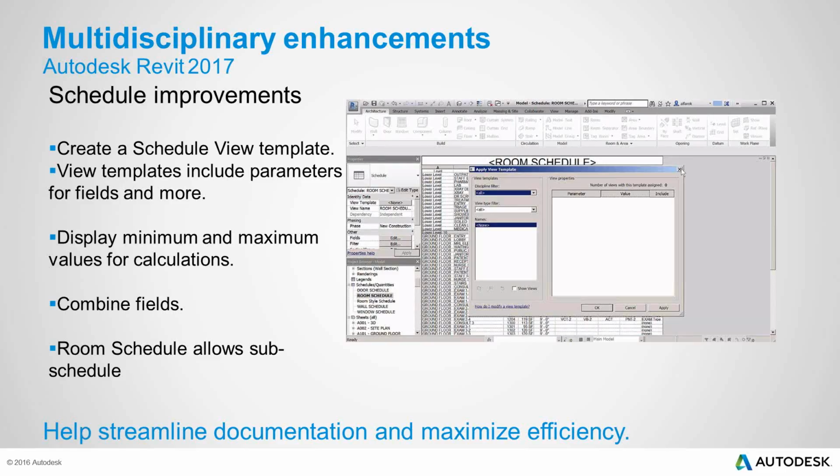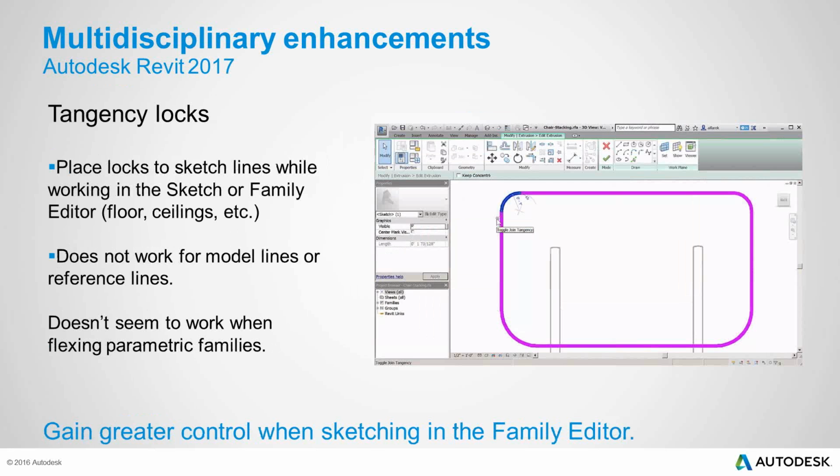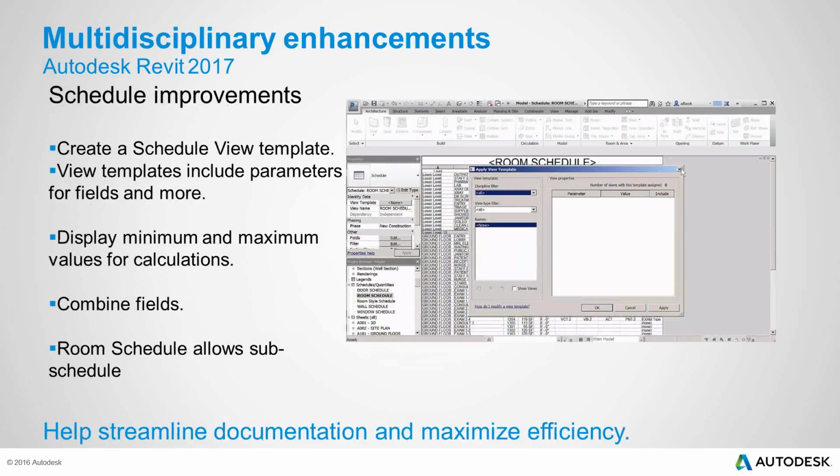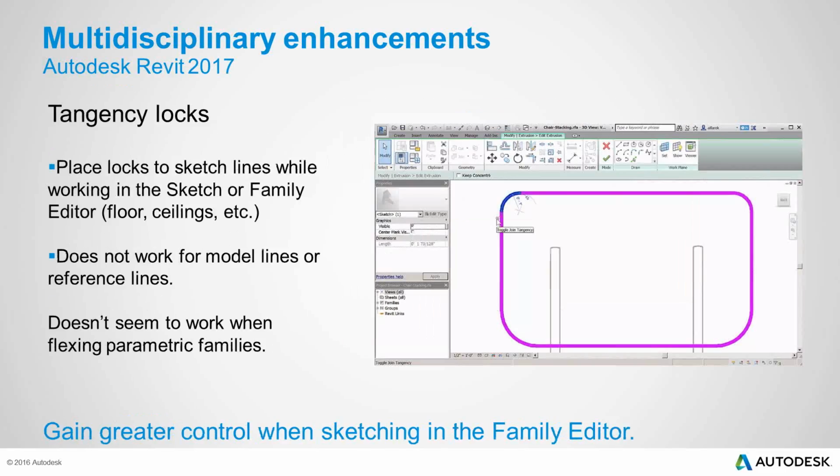Now, if you've used Revit, I believe in Revit 2016 R2, and then obviously in 2017 as well, they introduced a feature in room schedules where you can have sub-schedules. So you can have a schedule of all your rooms, but then have a sub-schedule that showed all the furniture in each one of those rooms. So that is, strictly speaking, not a 2017 enhancement, but I do mention it in case you haven't used Revit 2016 R2. Tangency locks in sketches.